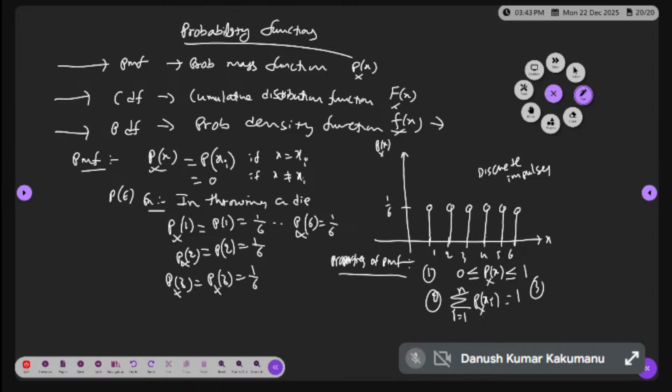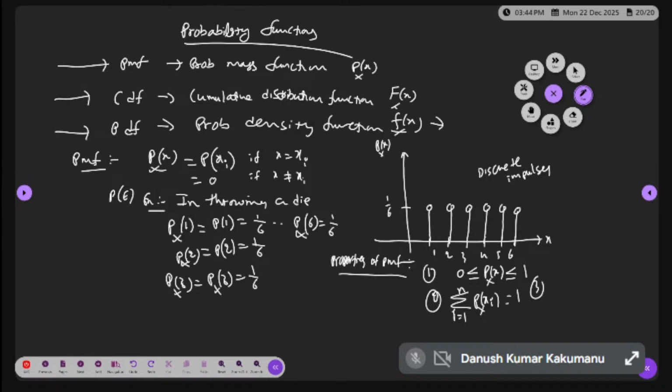Nature of the PMF is discrete, and it is useful to represent discrete distributions.